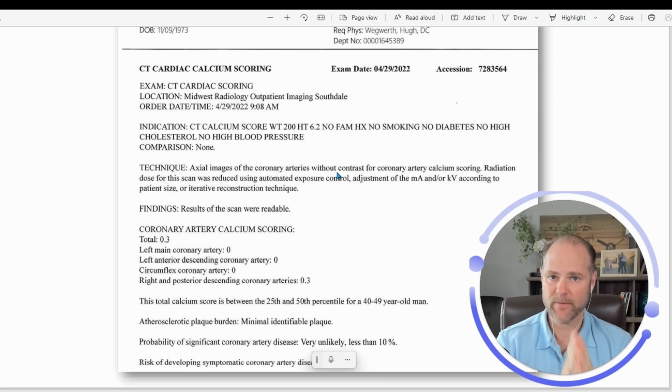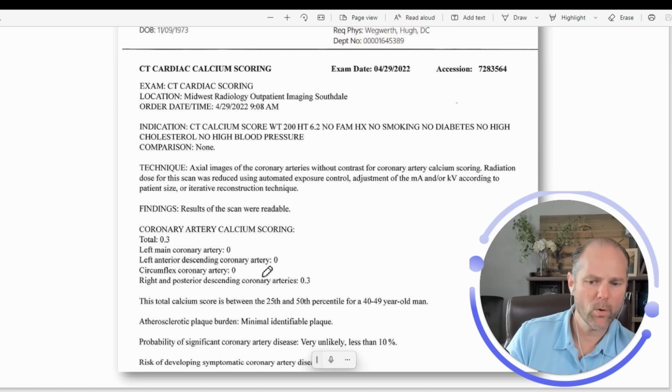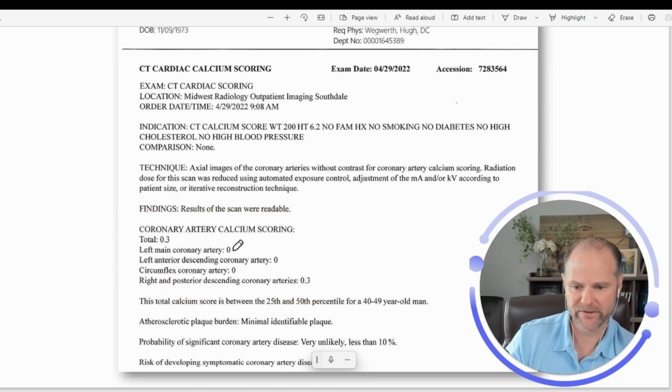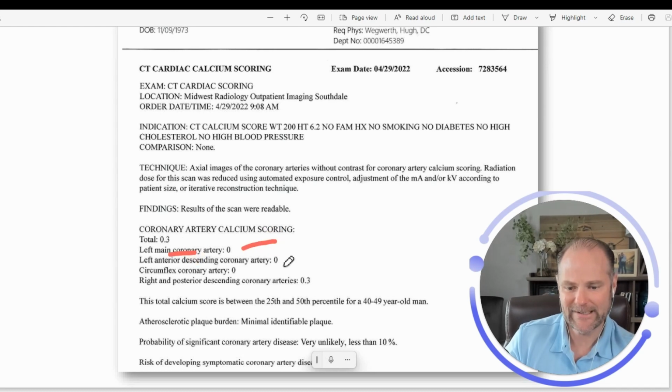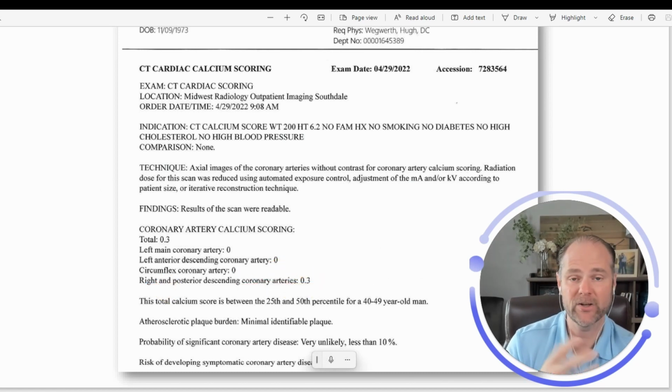All right, so this next is actually my scan. I'm going to show you my scan right in here. You can see this is my name up in here. Now, what I like about my printout right here is this is the different arteries. They're checking 4 different arteries in your heart: the left main coronary artery, the left anterior descending coronary artery, the circumflex coronary artery, and then the right and posterior descending coronary artery. They're actually checking 5 arteries in your heart with a scan. Literally, you're out in 10 minutes.